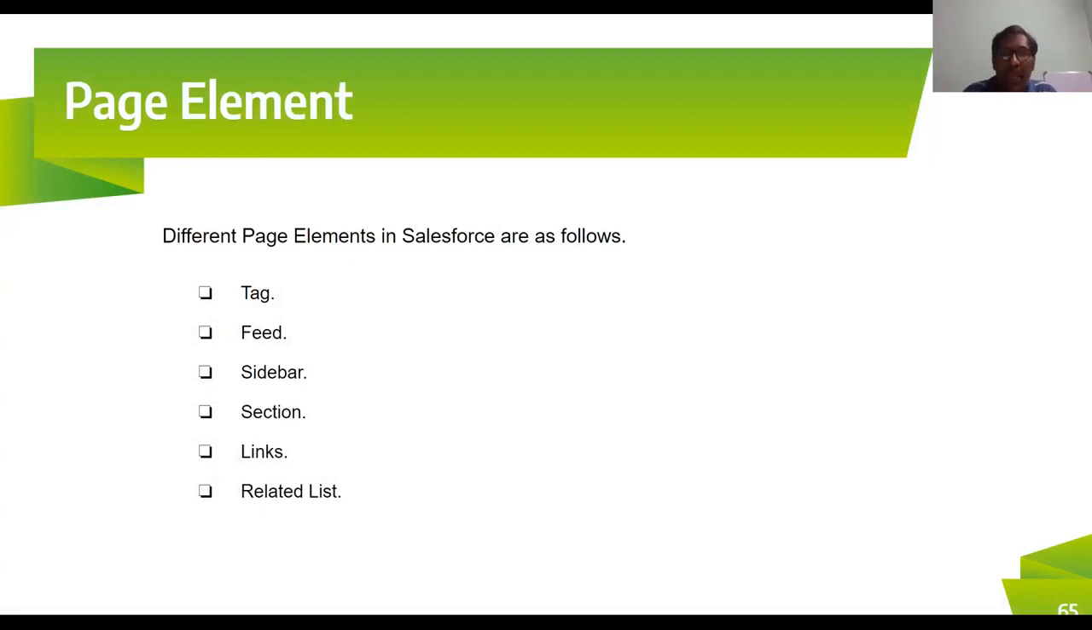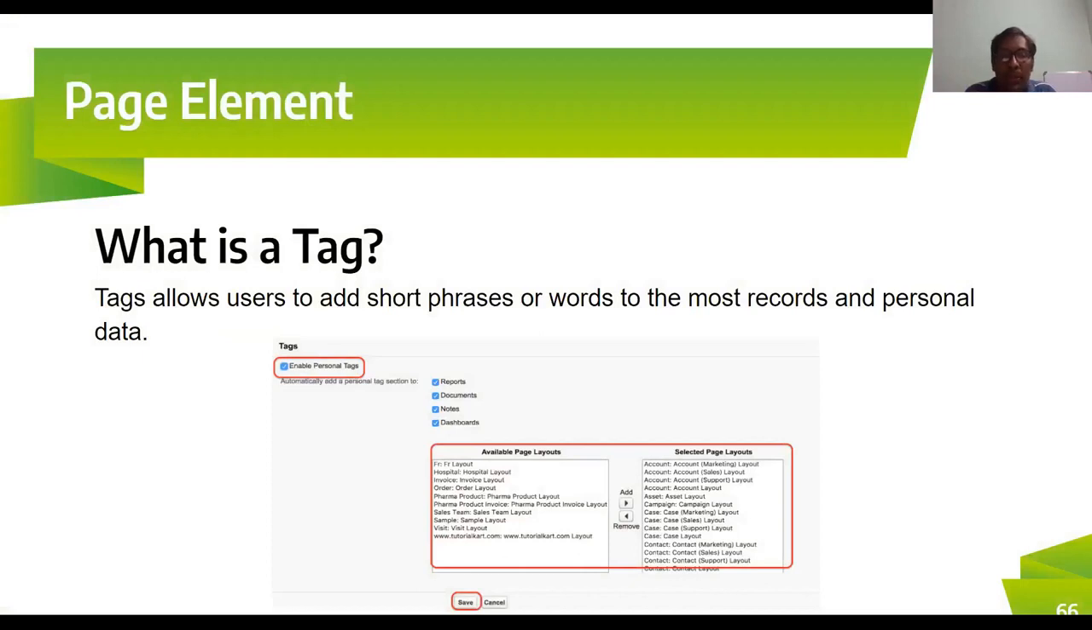When it comes to page elements, what is the element of the page? Here there are different types of elements available: tag, feed, sidebar, section, links, and related list. These are the elements of the page. On the page layout, you can see these elements and these sections will be there. Let me see one by one what is tag, what is feed, and all those things.